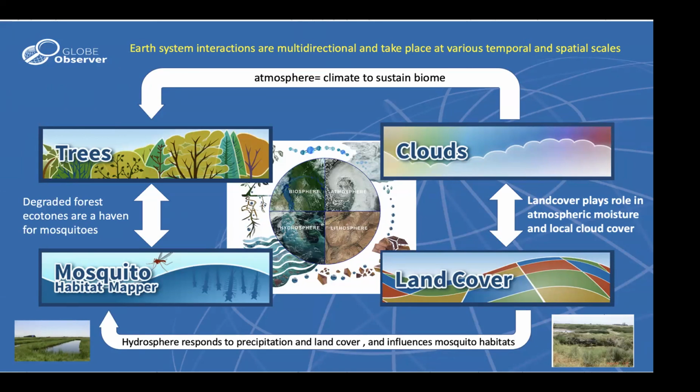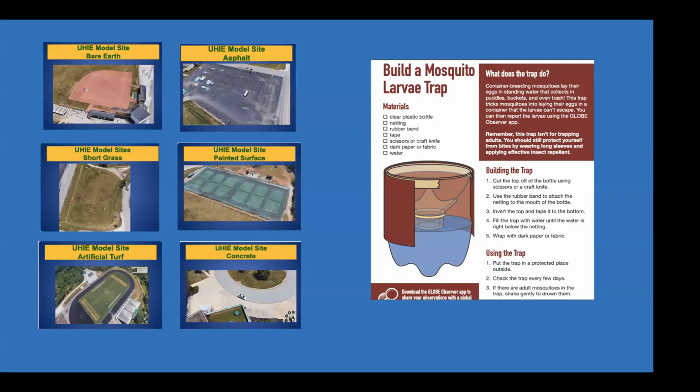But one thing that we can do with the GLOBE Observer app is we have clouds in the atmosphere. We've got trees, which is the vegetation. We've got the Mosquito Habitat Mapper, which is an aquatic protocol, but also a biological protocol, and we have land cover. And so by working with all those together, we're beginning to understand and model what's happening at your study site.